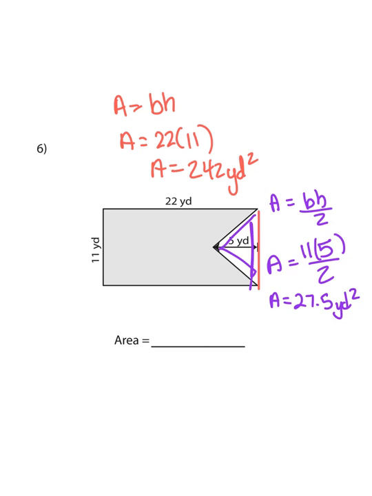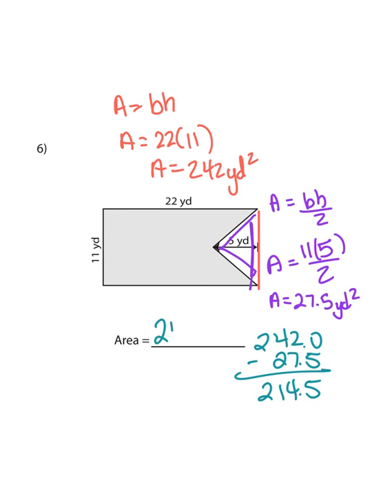So now what I need to do is I need to go ahead and subtract the area of the triangle from the area of the rectangle. So I'm going to do 242 minus 27 and 5/10. And when I do that, I'm going to get 214 and 5/10. So that means the area of the shaded region is 214 and 5/10 square yards.